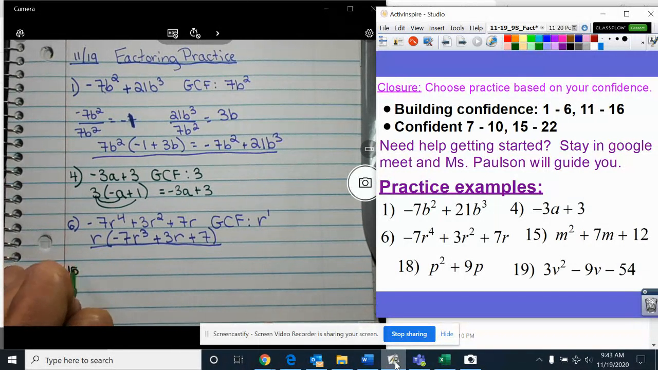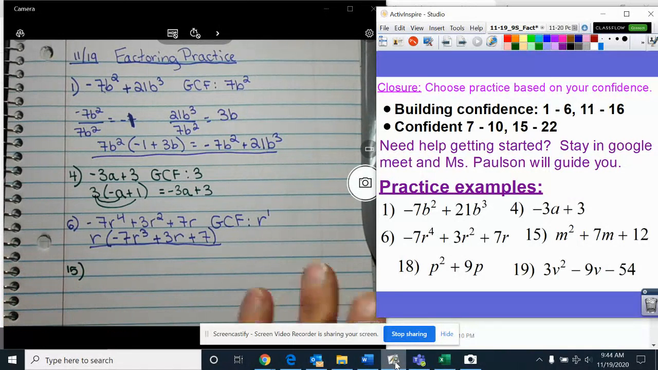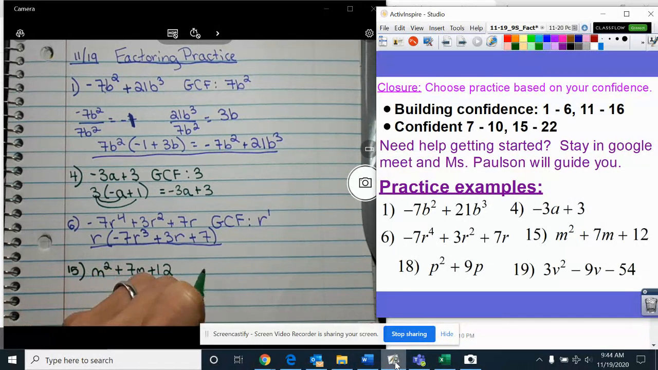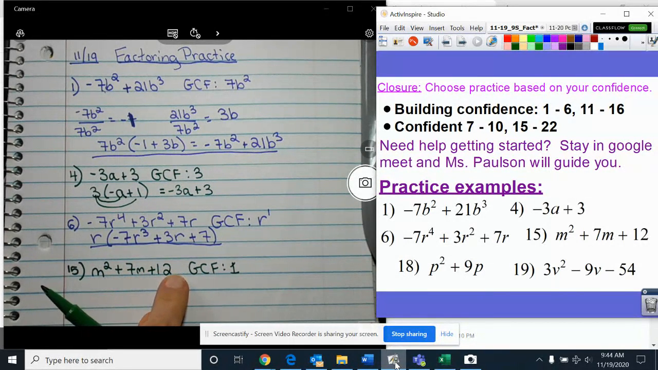In 15, we have a trinomial with no greatest common factors: m squared plus 7m plus 12. The greatest common factor is 1. There's nothing in common amongst these three terms. So that's why we have to use our quadratic factoring or factorization.